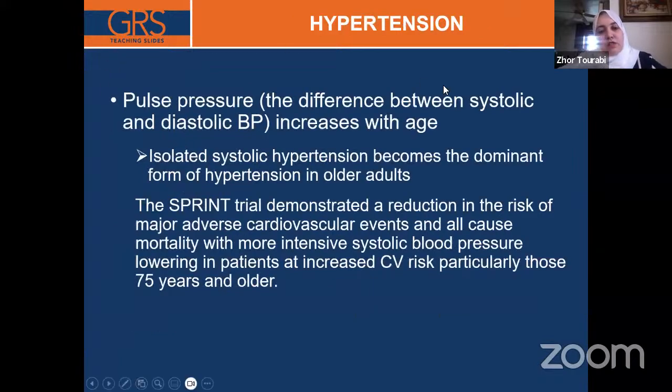So first, hypertension. The pulse pressure, which is defined as the difference between systolic and diastolic blood pressure, increases with age. So isolated systolic hypertension becomes the dominant form of hypertension in older adults. The SPRINT trial demonstrated a reduction in the risk of major adverse cardiovascular events and all-cause mortality with more intensive systolic blood pressure lowering in patients at increased cardiovascular risk, particularly those who are 75 years and older. Next slide.